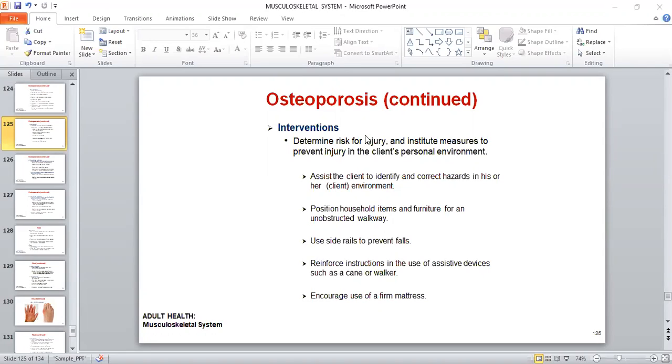Determine the risks for injuries. Also institute measures to prevent injury in the client's personal environment. Assist the client to identify and correct the hazards in his or her household items. Use the side rails. Reinforce the instruction on the use of assistive devices. Encourage use of a firm mattress.